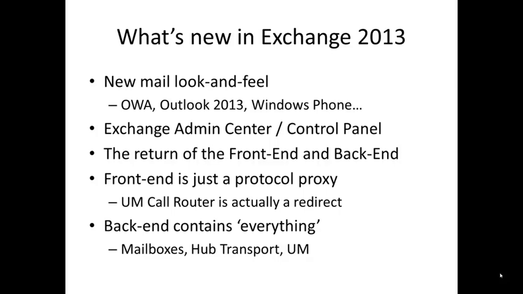From an architectural point of view, we have the return of the front-end and back-end architecture. We have seen in Exchange 2003 where we had front-end servers and we had back-end servers. The front-end server is just a protocol proxy. The client hits the client access server and the calls are proxied to the mailbox server. The mailbox server in turn, or the backend server, contains everything. The mailboxes, the hub transport server, the unified messaging, the client access service, the business logic, all the basic heavy stuff is located in the backend or the mailbox server. So right now we only have two server roles. That's the client access server or the front end, and the backend server, the mailbox server.